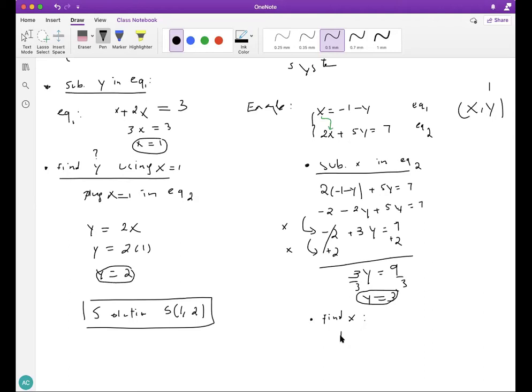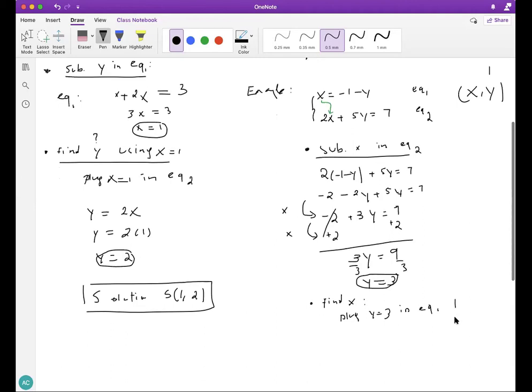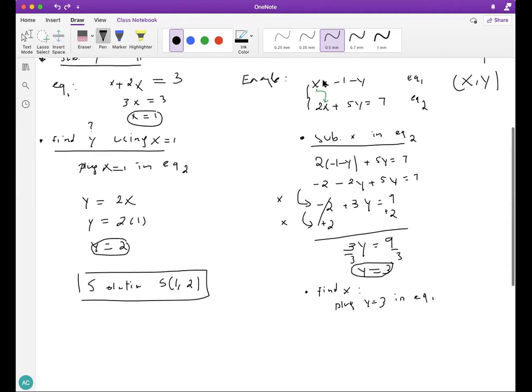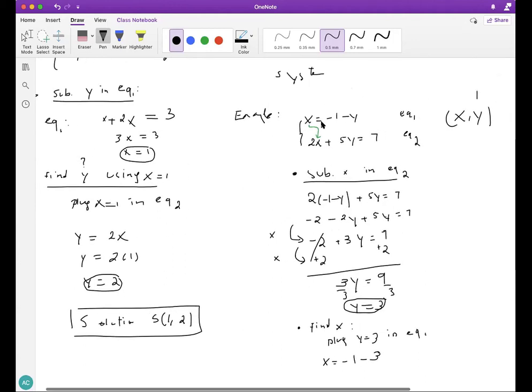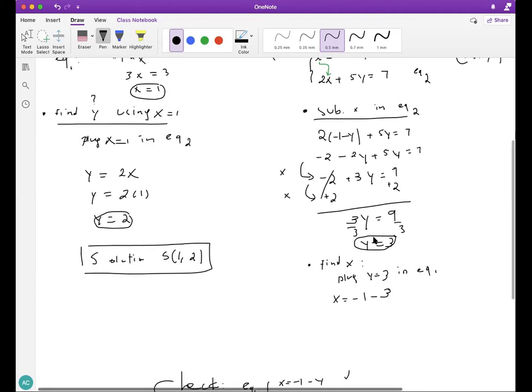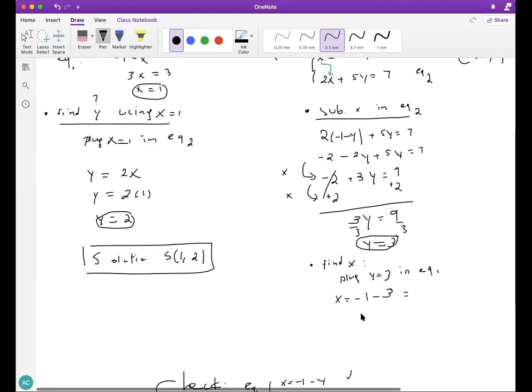So plug y = 3, this one here, in equation 1 to find x. So that's equation 1. So let's say x is -1 minus 3. X is -1 minus y. Y, we have it. We just found it. It's this. Or we can put it right here.